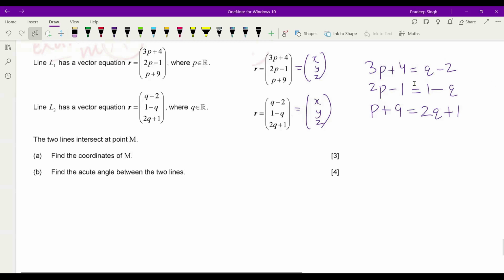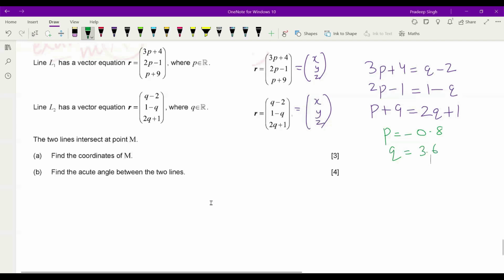As we can see that these are three equations and we have two variables. So just use the calculator. These are simultaneous equations. Get the values of p and q. We will get p as negative 0.8 and the value of q as 3.6.